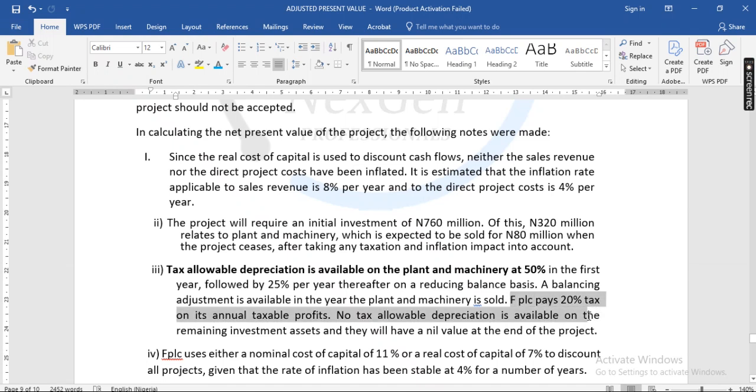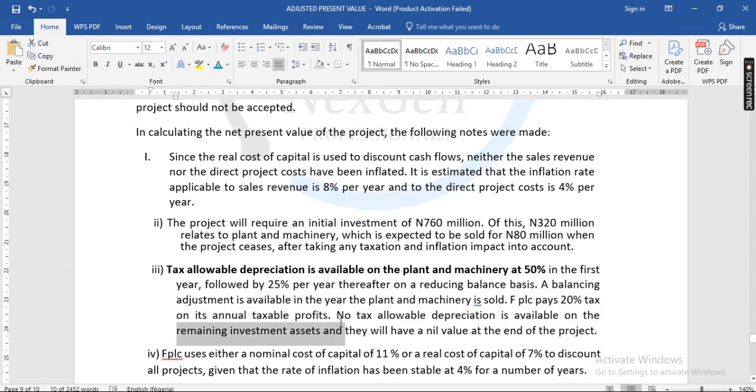FPLC pays 20% tax on its annual taxable profits, which means that they pay it. It is not in arrears. They pay it in the year in which the profit is made. No tax allowable depreciation is available on the remaining investment asset.